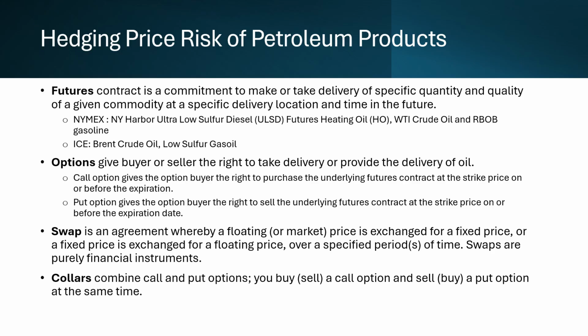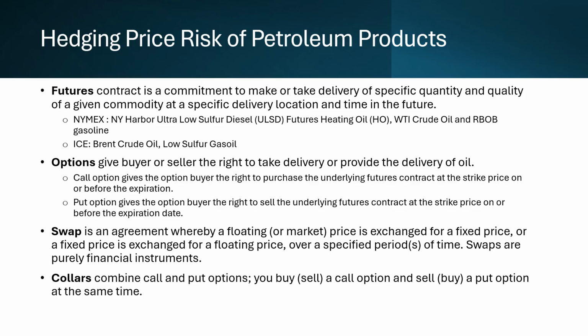Most used futures on NYMEX to hedge crude oil and fuel price risk are NY Harbor ultra-low sulfur diesel futures, heating oil, WTI crude oil, or RBOB gasoline. On ICE, it is Brent crude oil or low sulfur gas oil. One can also use options. Options are traded either on exchanges or over the counter.